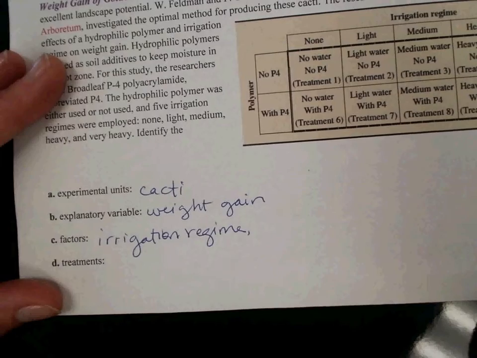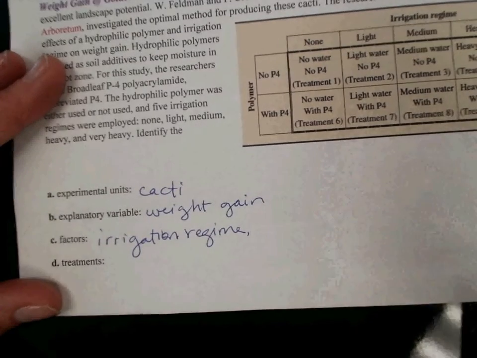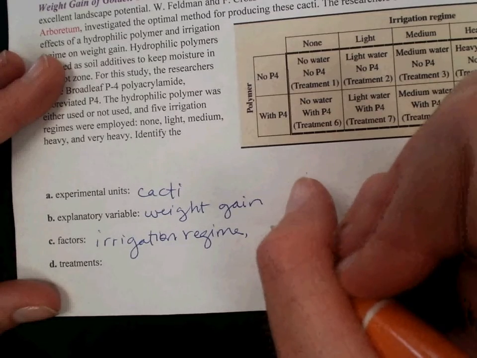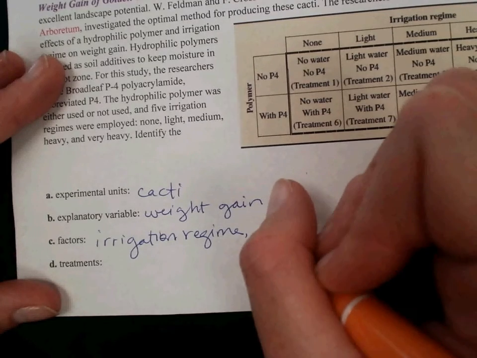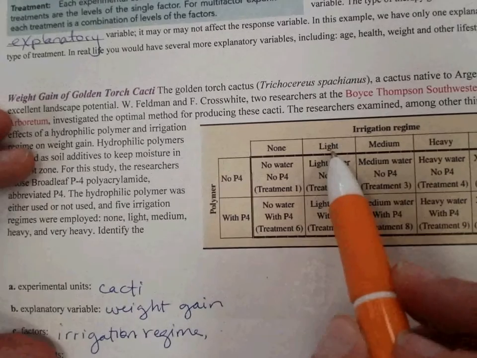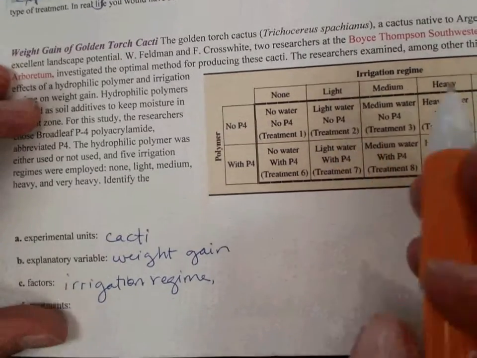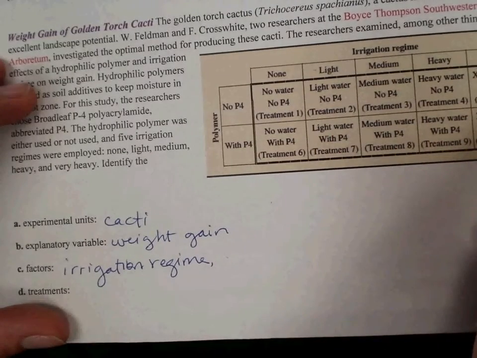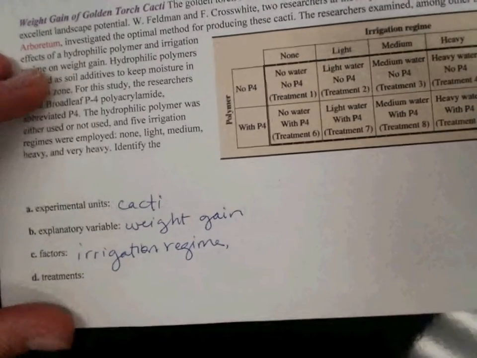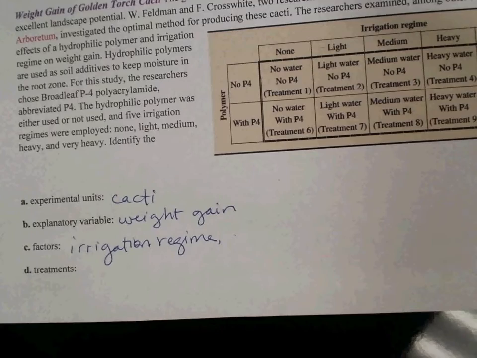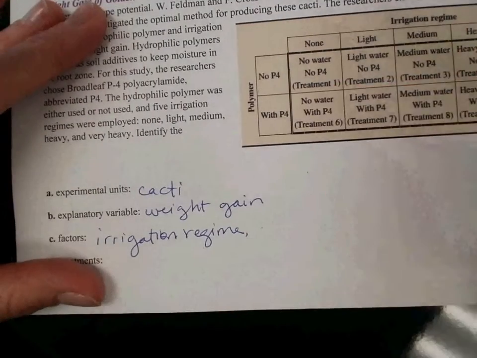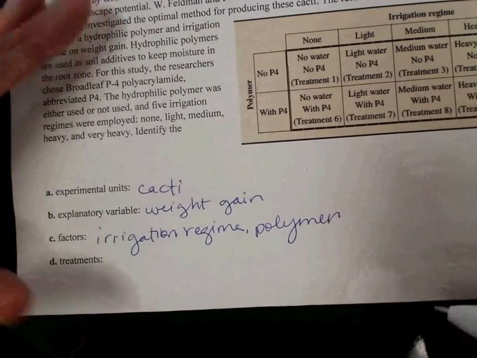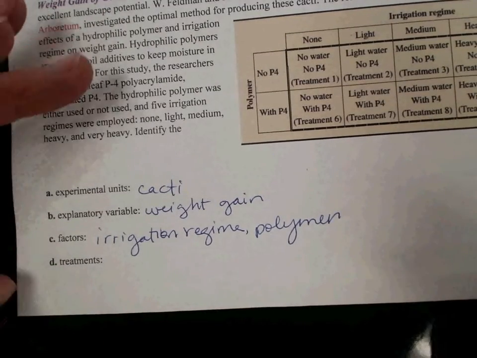What is another factor other than the irrigation regime? Amount of light. No. It's actually, see, I saw the word light and it makes me think of light. Did you do that? Yeah, so this is the irrigation regime. It's none, light, medium, heavy, or extra heavy. But the other one, what's the other factor? It's the polymer, right? That helps keep the moisture in.